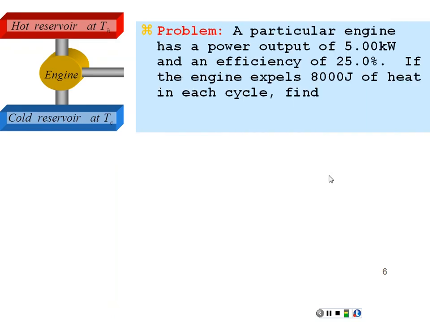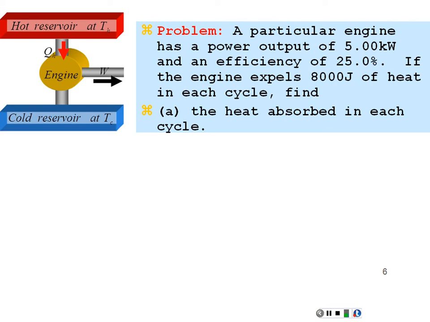Let's try an example. Here's a problem. A particular engine has a power output of 5 kilowatts and an efficiency of 25%. If the engine expels 8,000 joules of heat in each cycle, find, first of all, the heat absorbed in each cycle. So our Q sub C is going to be what we expel, 8,000 joules of heat, and we have a relationship of that to our heat input, Q sub H. That is, Q sub H is equal to Q sub C over 1 minus the efficiency.